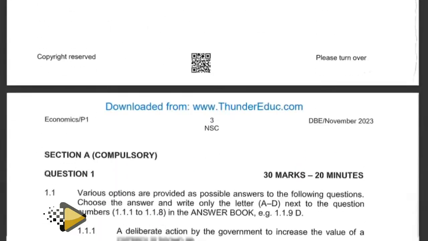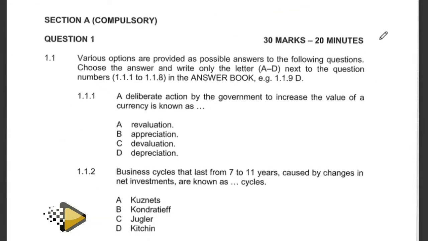Okay, right, grade 12. So now we have section A. As I said, section A is compulsory and it carries 30 marks, and the expectation is to spend a maximum of 20 minutes on this question. Make sure that, grade 12s, you always time yourselves whenever you are answering economics questions.